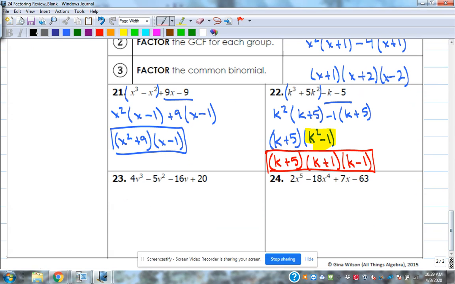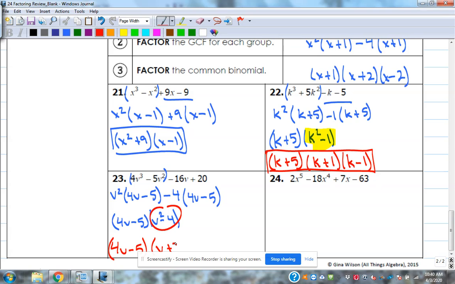Look at 23. GCF across the whole problem doesn't exist, so we group v squared, 4v minus 5, minus, let's see, 4 goes into both of those, so it'll be 4v minus 5. So we have 4v minus 5 and v squared minus 4. Again, this is a difference of squares. v plus 2, v minus 2. There's our factored form.